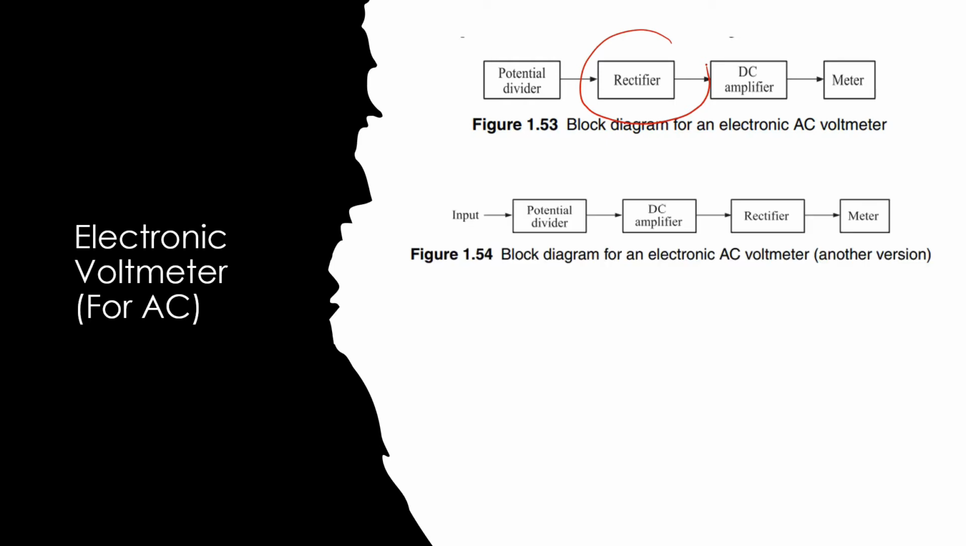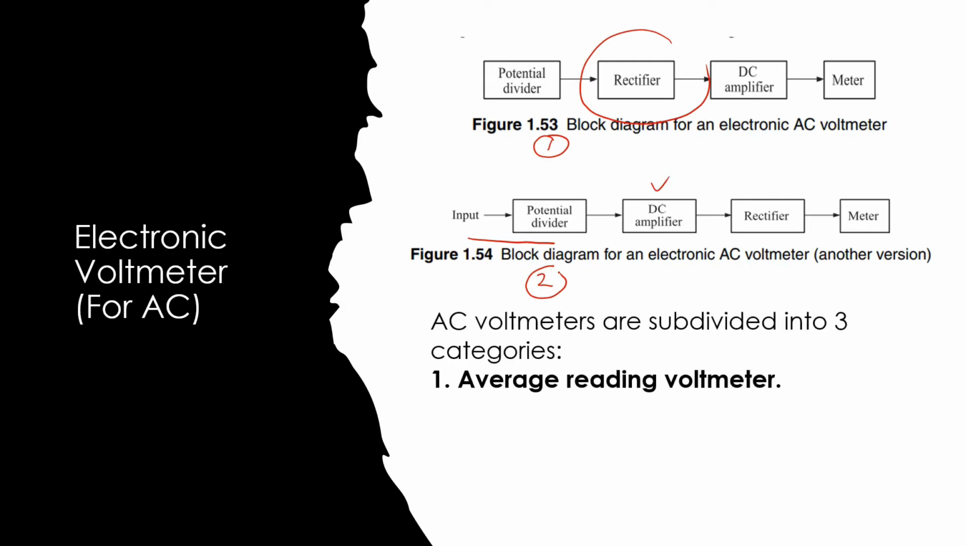So we have another block diagram for the electronic AC meter. We have the input here and then divide it in the potential divider. We have the DC amplifier here, and then a third DC amplifier. It changes the DC amplifier before the rectifier from the first block diagram, and the second is the DC amplifier before the rectifier in the second diagram. Okay.